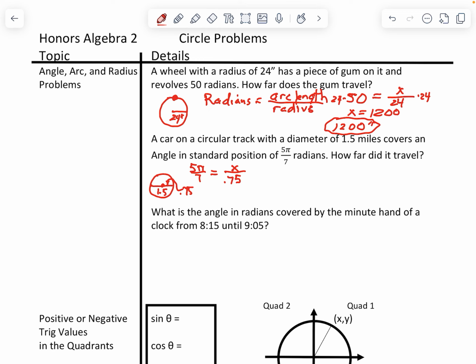And then if we multiply by 0.75 on both sides, and you do 5 pi over 7 times 0.75, you get x approximately equal to 1.68. So we get an answer of 1.68 miles.